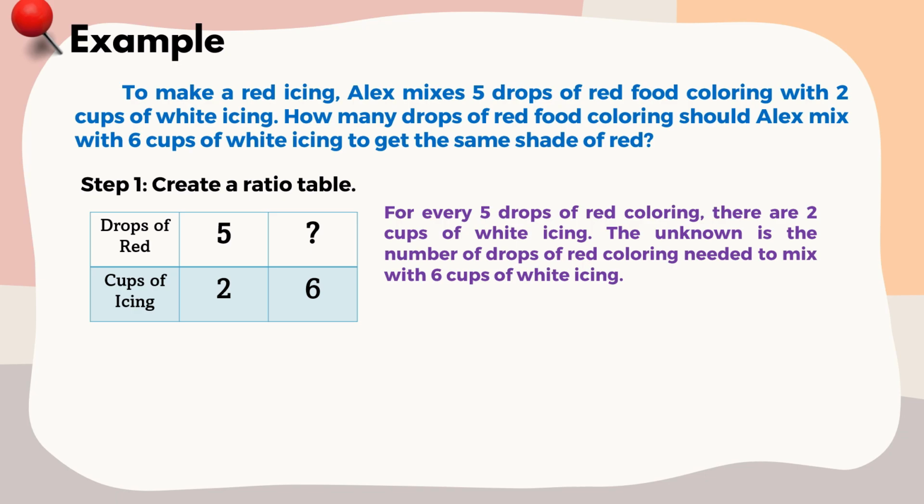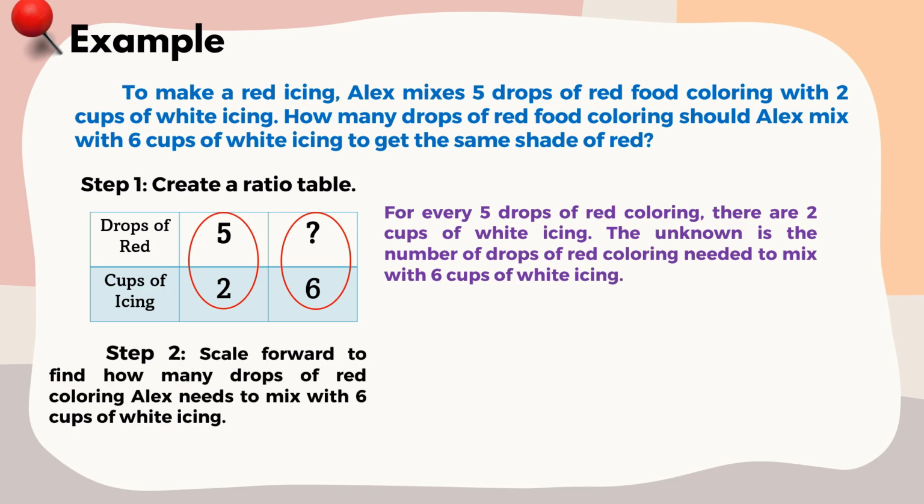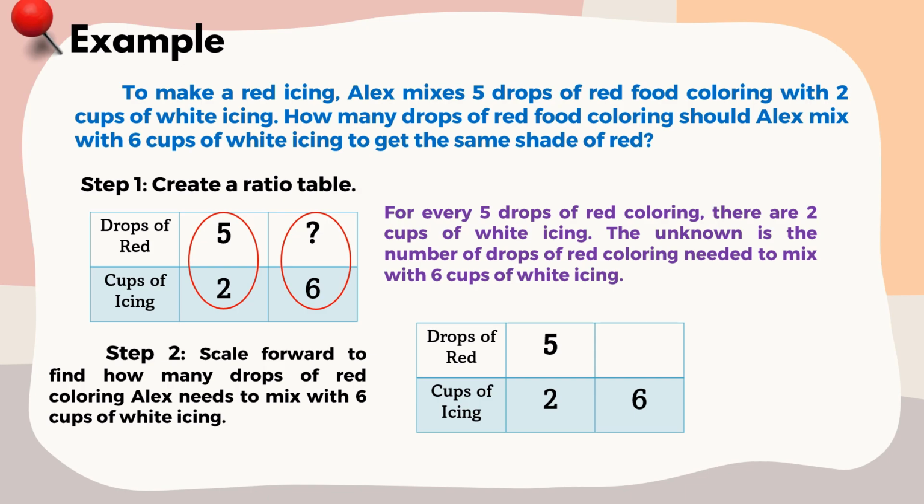For every 5 drops of red coloring, there are 2 cups of white icing. The unknown is the number of drops of red coloring needed to mix with 6 cups of white icing. The second step is we're going to make a scale forward to find how many drops of red coloring Alex needs to mix with 6 cups of white icing.